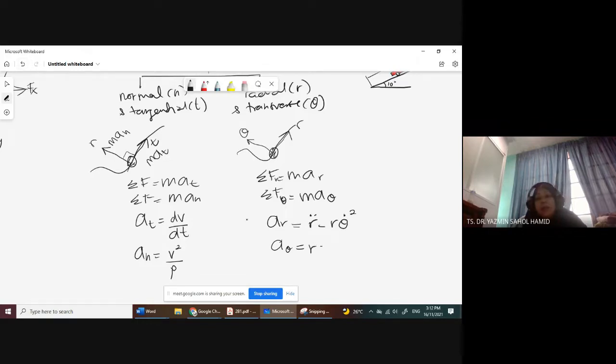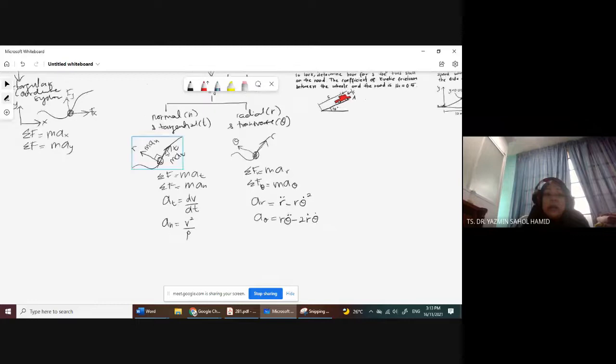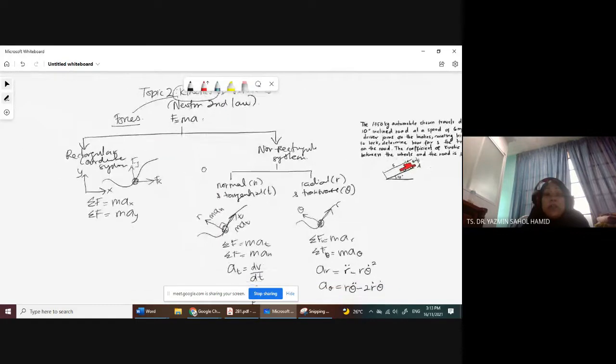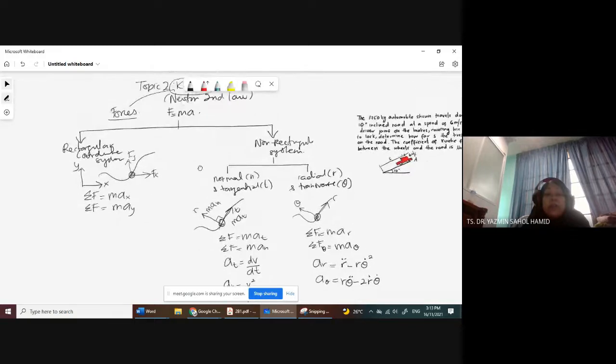Okay. R theta double dot, and minus then 2R dot theta dot. Okay, all right. So basically, this is on kinetics of particle using Newton's second law. Okay, so it's not that difficult.